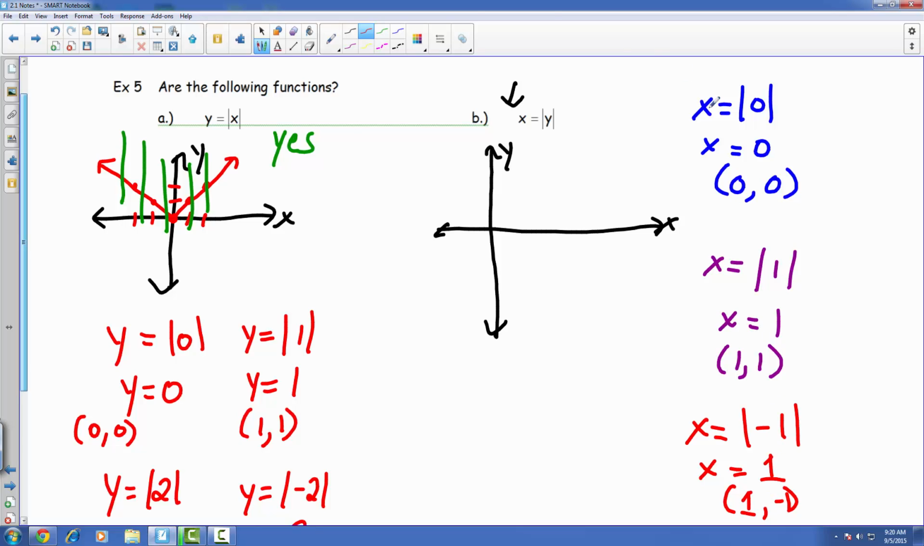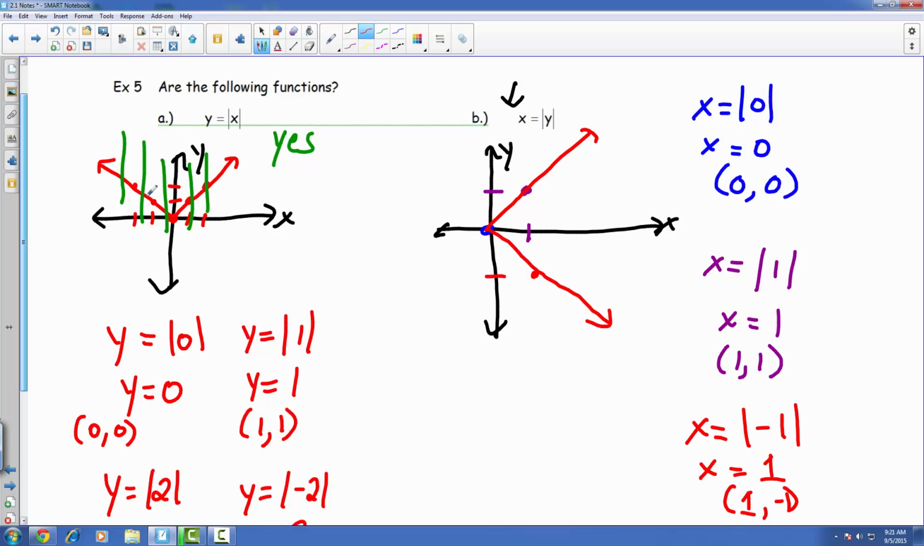Now let's go ahead and graph these. We have (0, 0), there it is. Then we have the point (1, 1), which is right there. And lastly, we also have the other point (1, negative 1). Connecting them, we should see a graph that looks something like this. It's kind of like a V, but on its side.